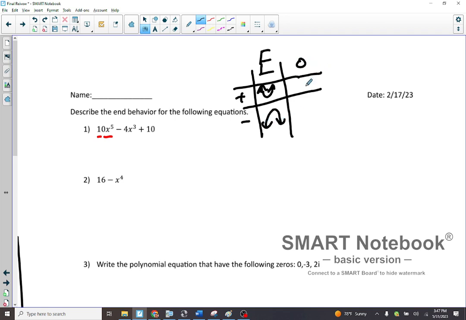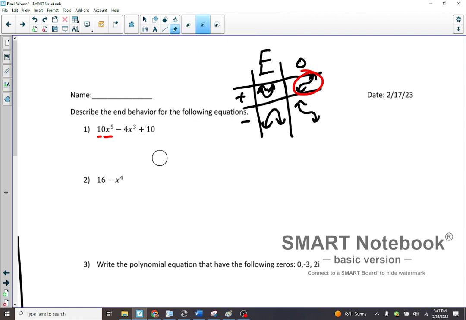If it's odd, it's like a cube, so it looks like this. And if it's negative odd, it will look like this. So in this case, this is an odd one that's positive. So it looks like this one over here, which means when we describe the end behavior, it is as x approaches negative infinity.